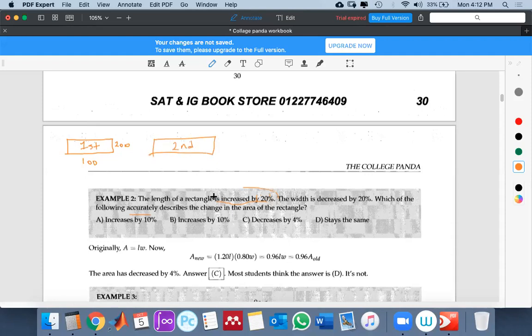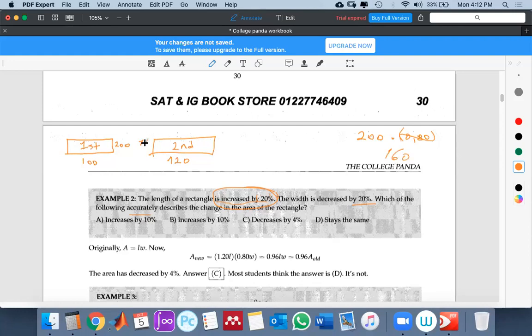It says that 20% increase of the length. If length is 100, 20% increase means 120. Is it okay? Yes. Okay. So 20% decrease. So 200 decreased by 20% means times 0.80. Is it okay? Why 0.80? Because 100 minus 20 is 80, then 0.80, and 200 times 0.80 is 160.